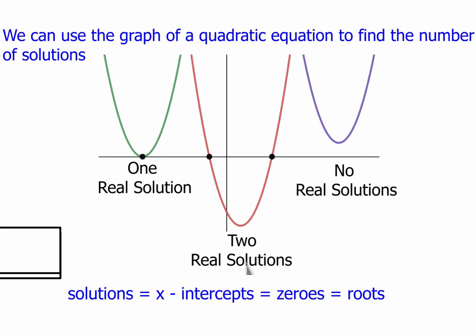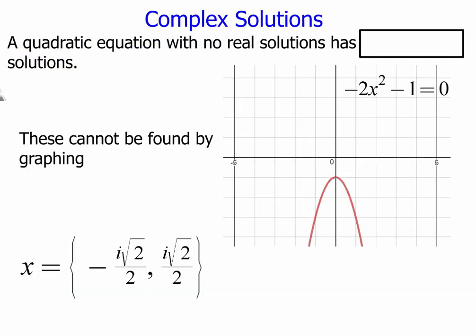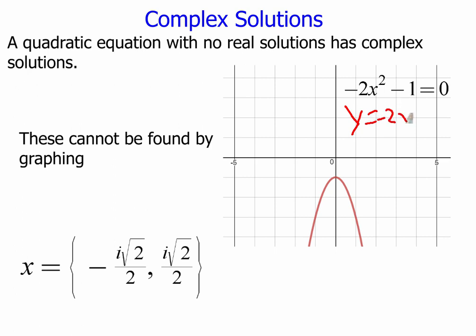One thing we do want to take a look at is a graph that does not touch the x-axis, so a quadratic that has no real solutions. It is going to have complex solutions. If you remember from a previous video, complex numbers are numbers that have an i in them. For example, this is the graph of negative 2x squared minus 1 equals 0. Or we can also call it y equals negative 2x squared minus 1.